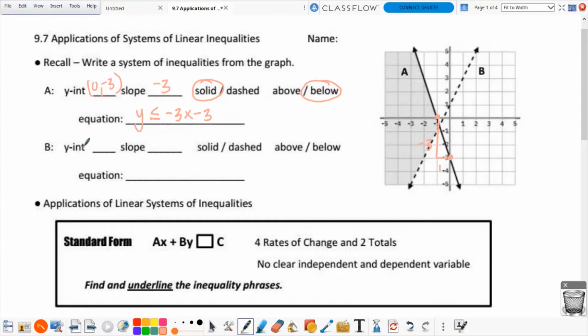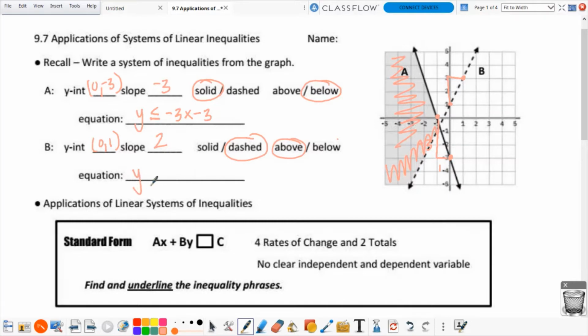All right, for B, we've got our y-intercept. We're crossing the y-axis at +1, so that is (0, 1). Find your next point, get your slope. We go up 2 and over 1, so our slope is 2. We have a dashed line, and we are shaded above. Okay, so even though we're not shaded up here as well, we're shaded right here and below this line. So that's just highlighting the region that is the solution to both inequalities.